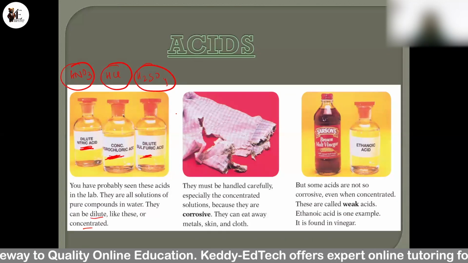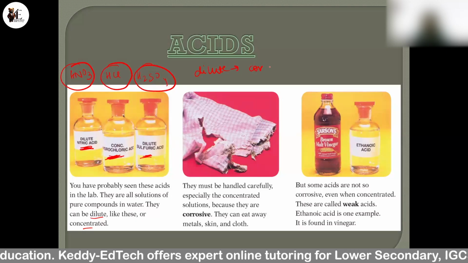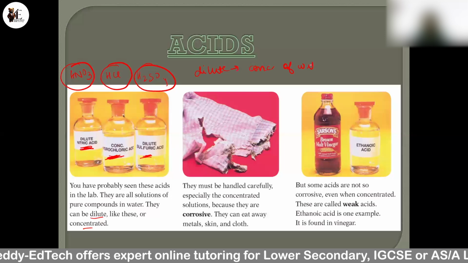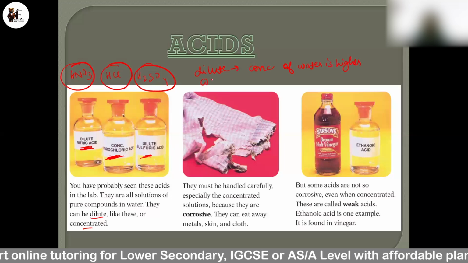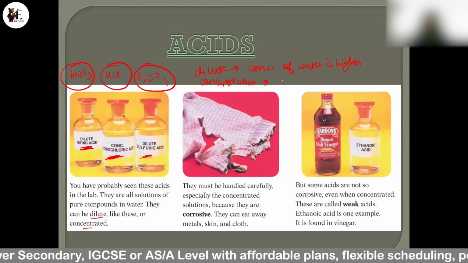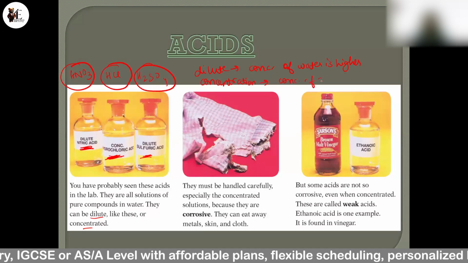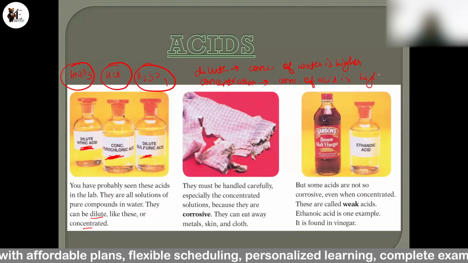Dilute means where the concentration of water is higher. And concentrated means where the concentration of water is lower and the concentration of acid is higher. Okay. Now see the second image.